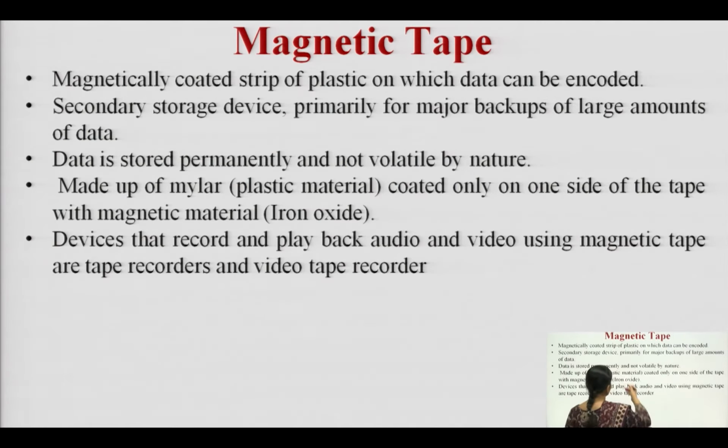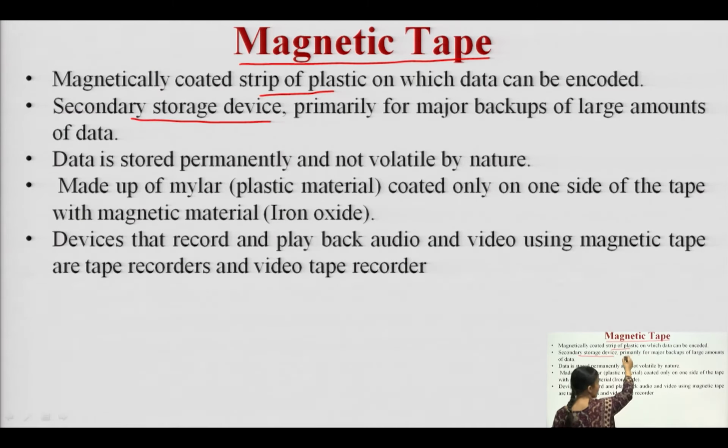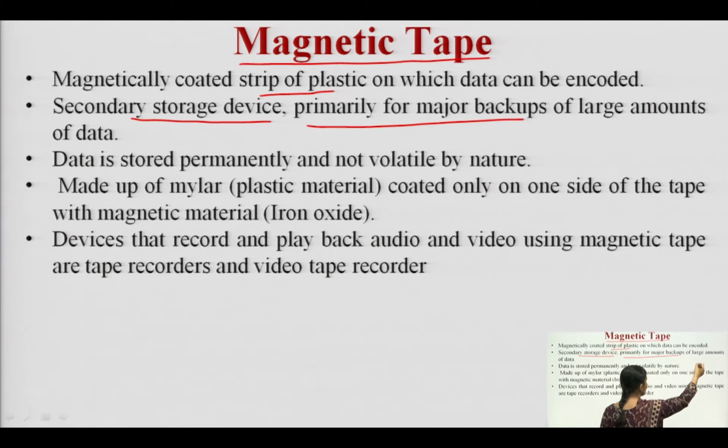So, we are going to start with the first, magnetic tape, that is a kind of auxiliary device. This magnetic tape is a magnetically coated strip of plastic on which the data can be encoded, means data can be stored. We will say that this magnetic tape is a kind of secondary storage device, and it is primarily used for taking the backups for large amounts of data, and the data or programs that are being stored are stored in a non-volatile manner.